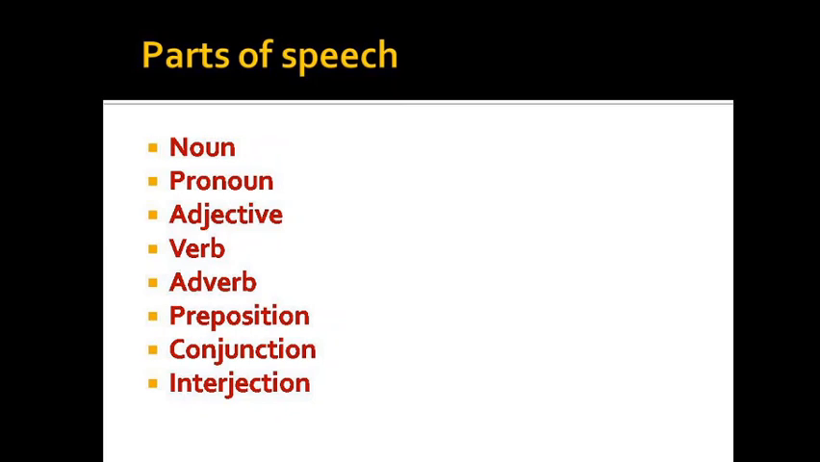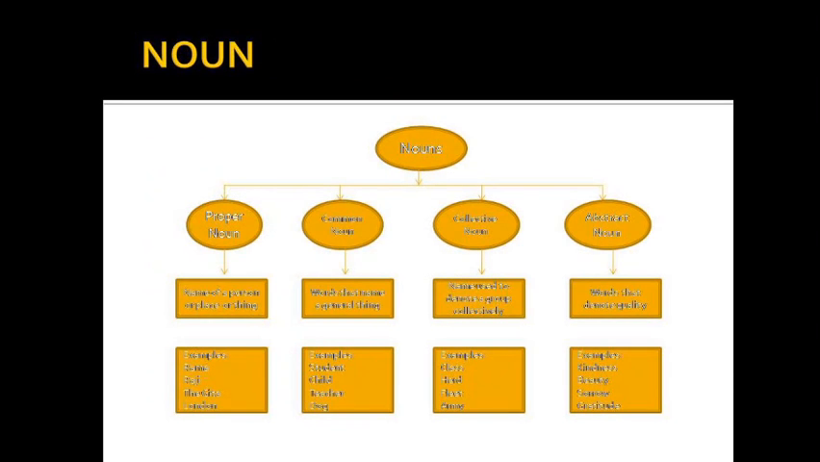speech. There are 8 parts of speech which can be divided as nouns, pronouns, adjective, verb, adverb, preposition, conjunction and interjection. When we take noun, any naming word is called as a noun. So basically, nouns are classified into 4 types: proper noun, common noun, collective noun and abstract noun.